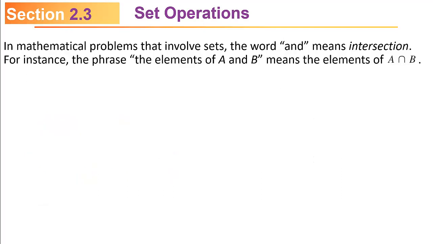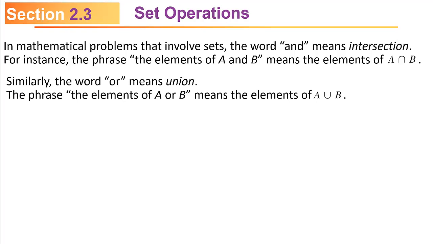In mathematical problems that involve sets, the word "and" typically means intersection. For instance, the phrase "the elements of A and B" means the elements of A intersect B. Similarly, the word "or" typically means union. The phrase "the elements of A or B" means the elements of A union B. For example, write a sentence that describes these sets.